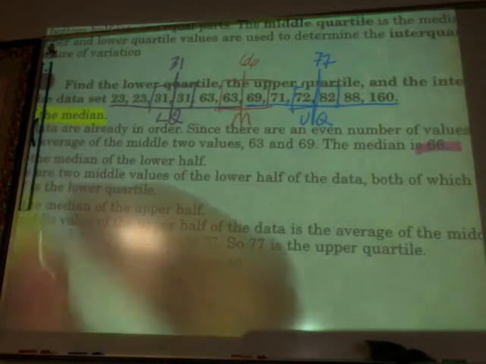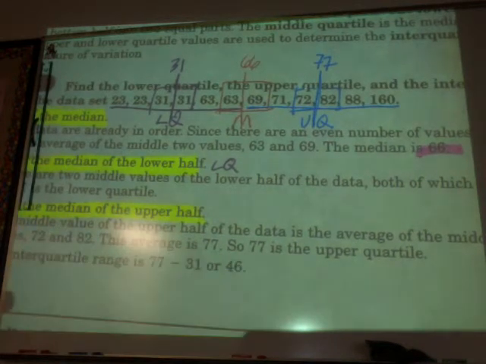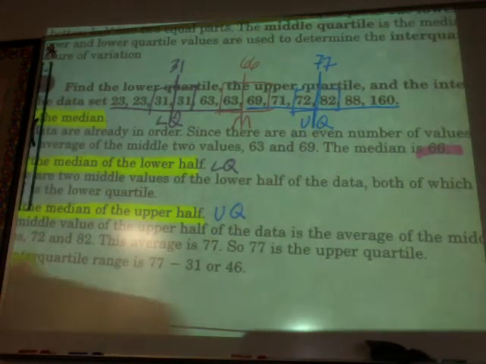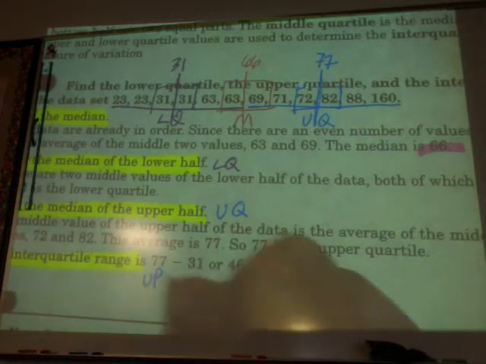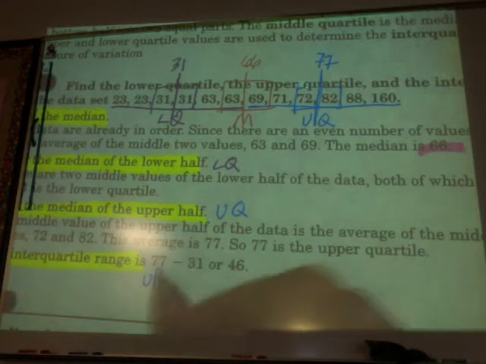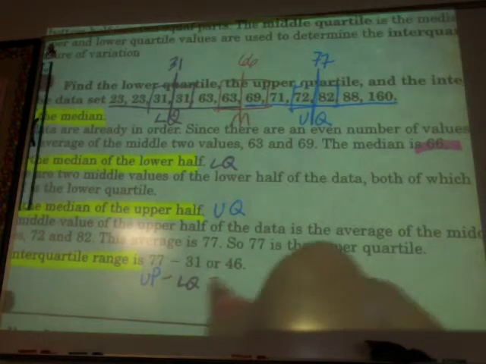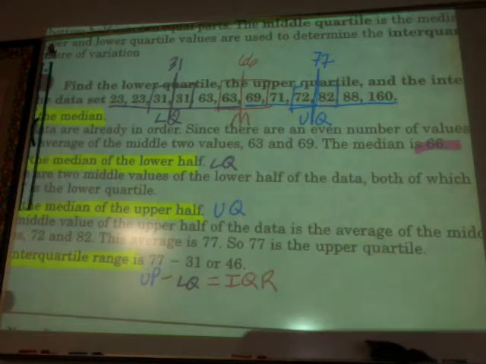So then step 2, we did find the median of the lower half. This was, of course, our LQ. And then step 3, we found the median of the upper half. This was our UQ. And then the last thing that you have to do is find what's called the interquartile range. All you do is take the upper quartile, and you subtract from it the lower quartile. So upper quartile minus lower quartile equals the interquartile range, the IQR.